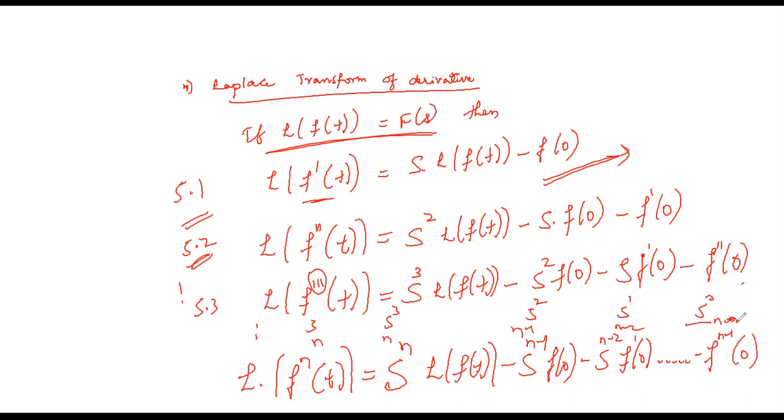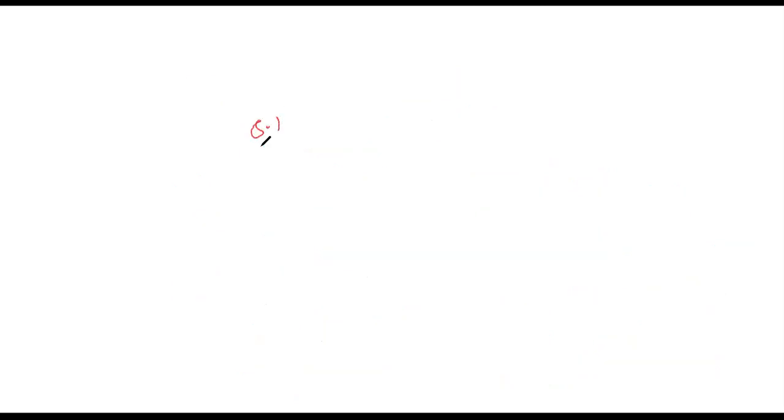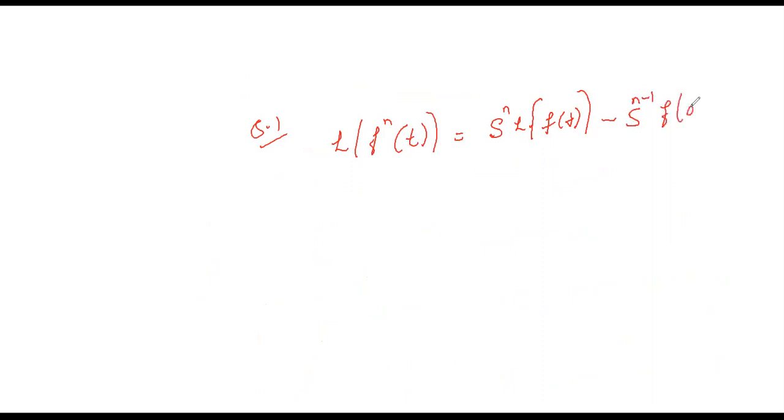So this is your fifth property, and write this carefully. That is, the Laplace transformation of the nth derivative f to the power n of t is equal to s to the power n Laplace transformation of f of t minus s to the power n minus 1 f of 0 minus s to the power n minus 2 f dash of 0 up to f to the power n minus 1 of 0. So this is your fifth property.